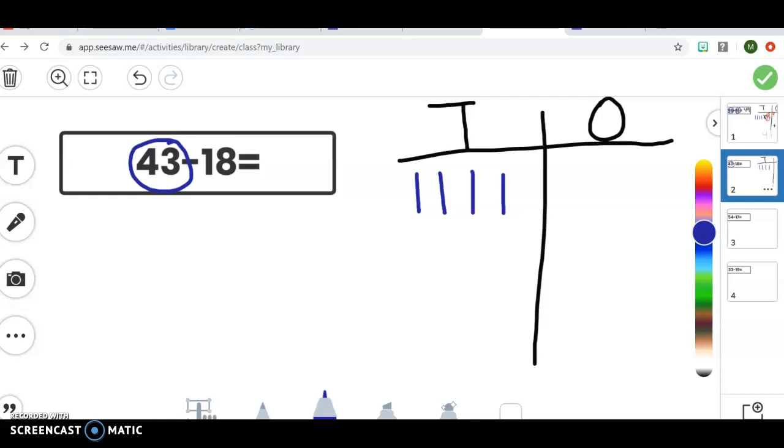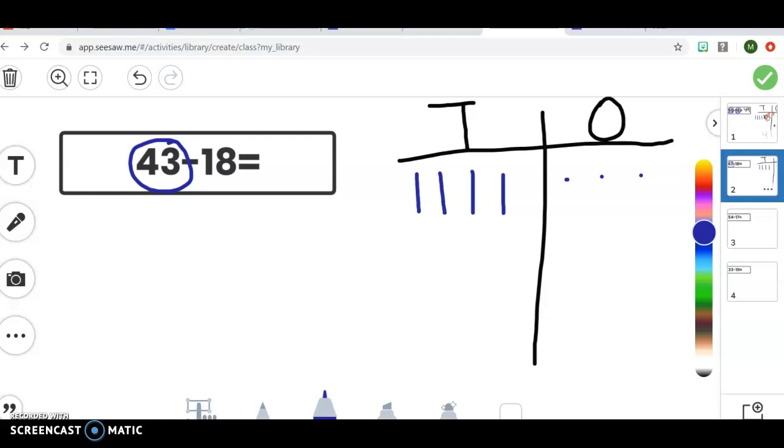And how many ones are in 43? Did you say 3? Great. You need to draw 3 ones now. 1, 2, 3. Your ones might take a little longer to draw out using a whiteboard marker, but when you're on your iPad solving these problems, all you have to do is gently tap on the screen to make that little dot just like I did.